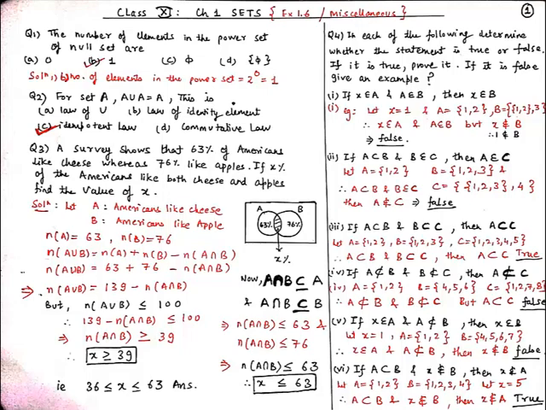So from here we can see that X belongs to A and A belongs to B, but X does not belong to set B. So we can say that the statement is false.